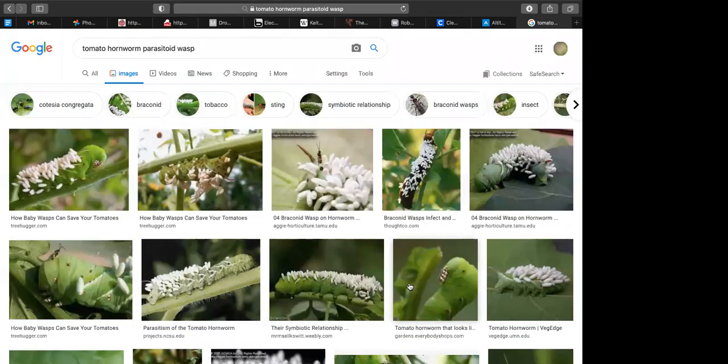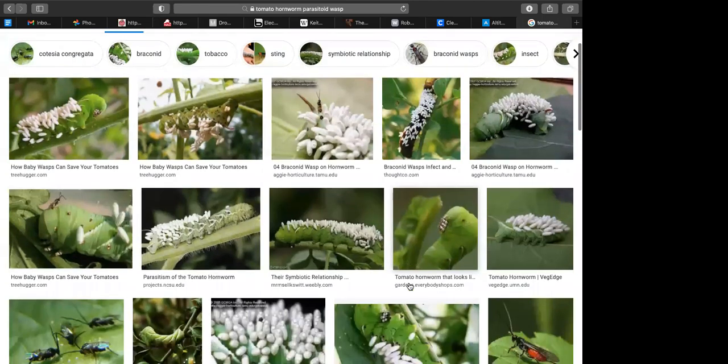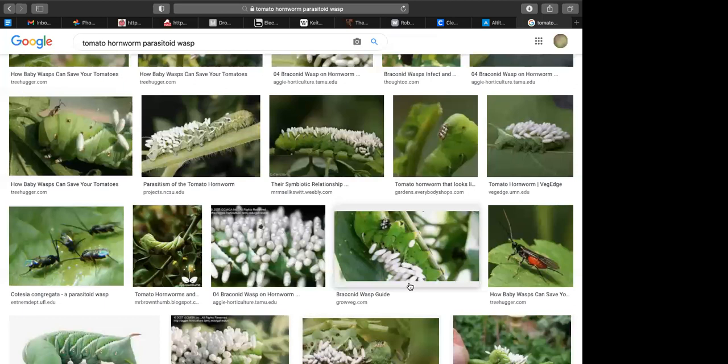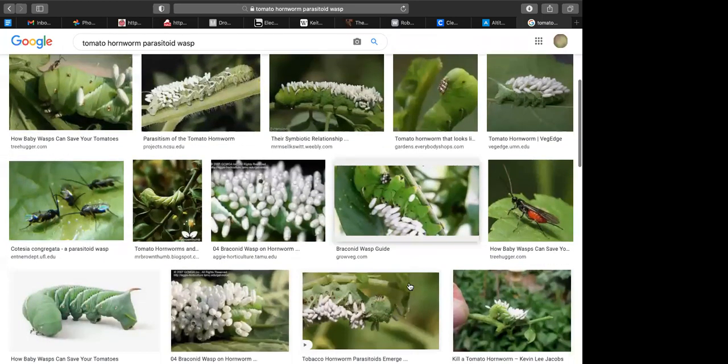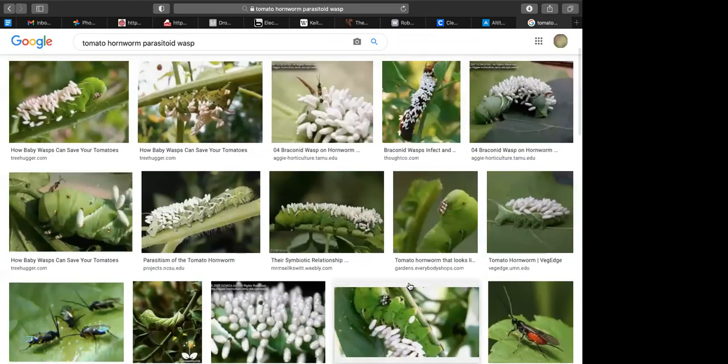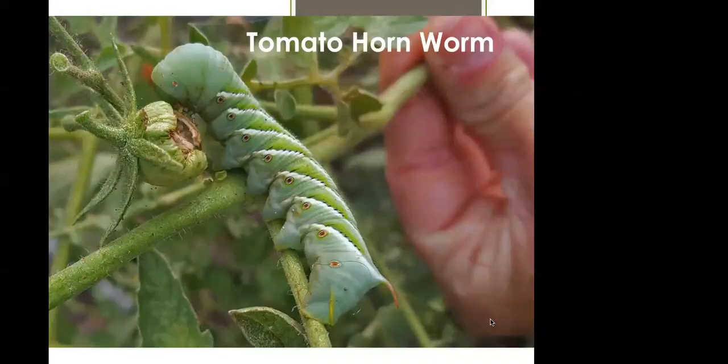So that doesn't mean that your tomato hornworm is transforming or anything. That means that it's being eaten, basically. Yeah, and you can just leave it on the vine from there and let nature take its course. Yeah, those are things laid by a wasp. All right, next slide, please.